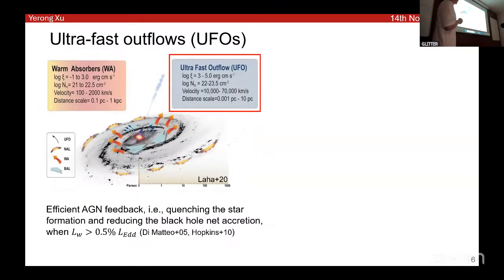That's why we are particularly interested in UFOs, because UFOs, according to the classical classifications, have outflows with a velocity larger than 10,000 kilometers per second, and they are usually highly ionized. Such extreme properties allow UFOs to carry away a huge amount of kinetic energy, which might be sufficient to drive the AGN feedback.